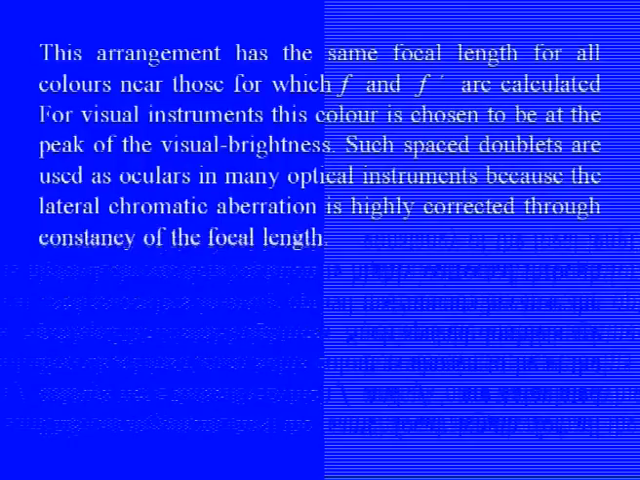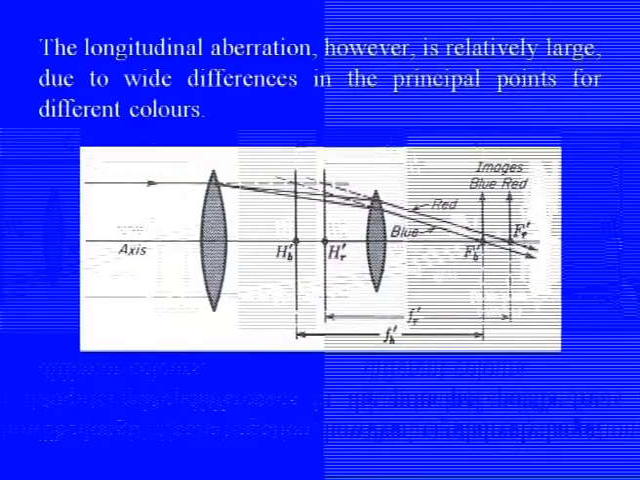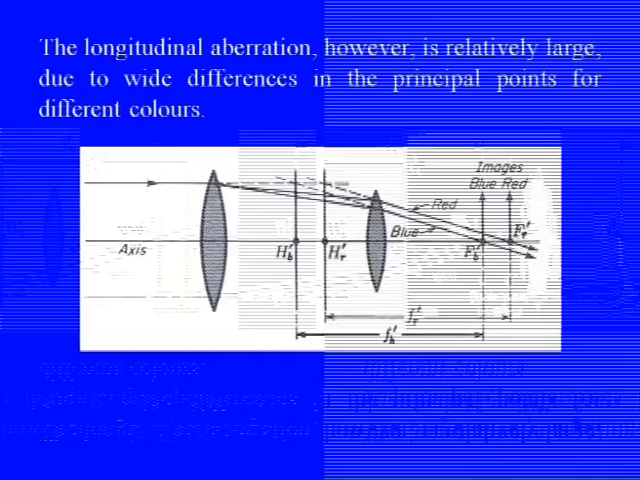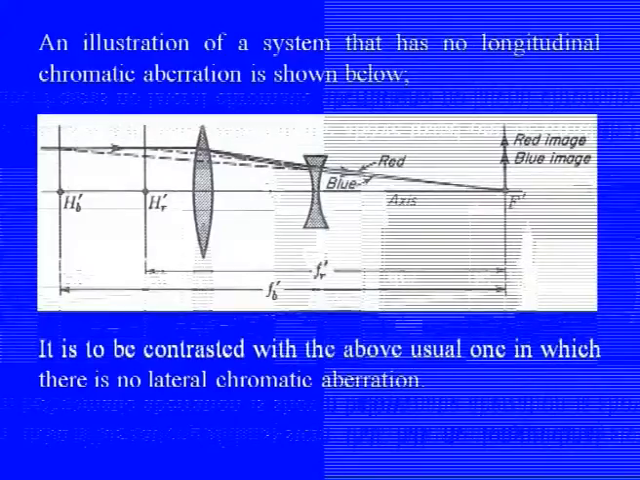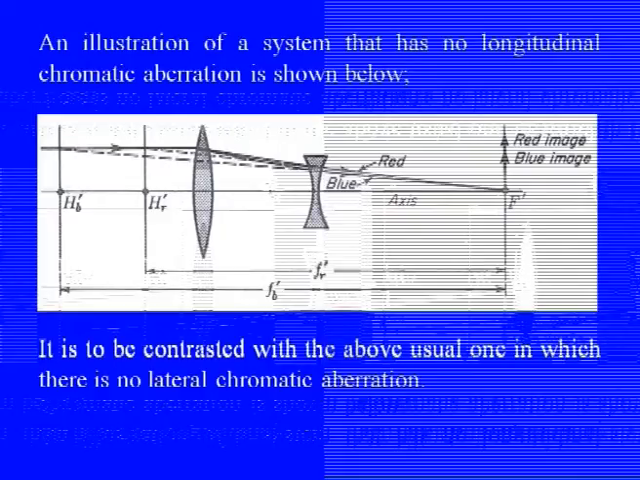Such spaced doublets are used as oculars in many optical instruments, because the lateral chromatic aberration is highly corrected through the constancy of the focal length. The longitudinal aberration, however, is relatively large due to wide differences in the principal points and therefore wide differences between the focal points. But because the focal lengths are equal, the image sizes are equal, so lateral chromatic aberration has been taken care of.